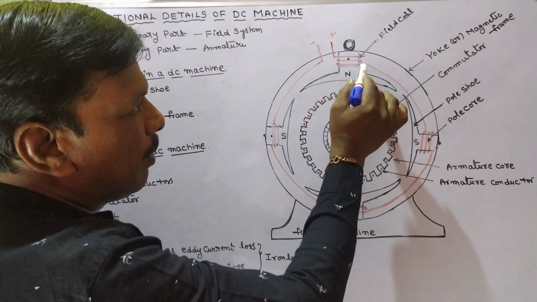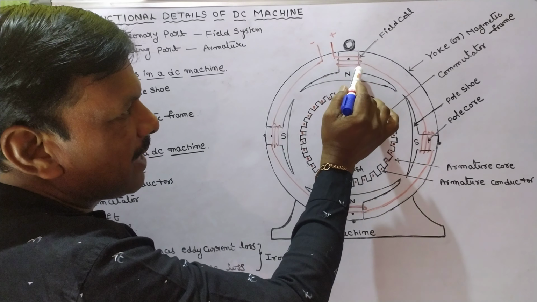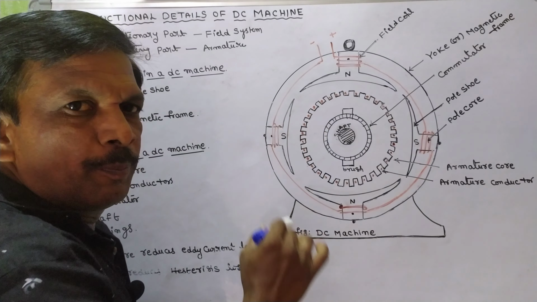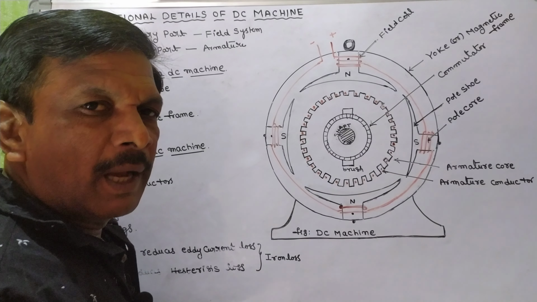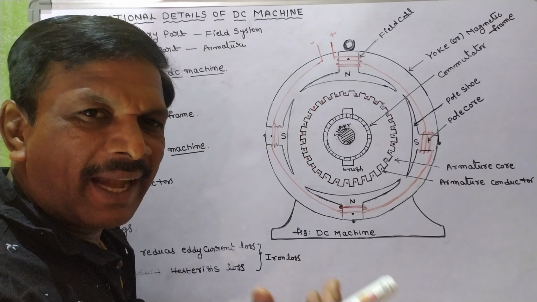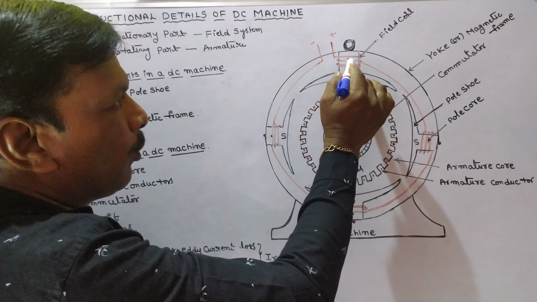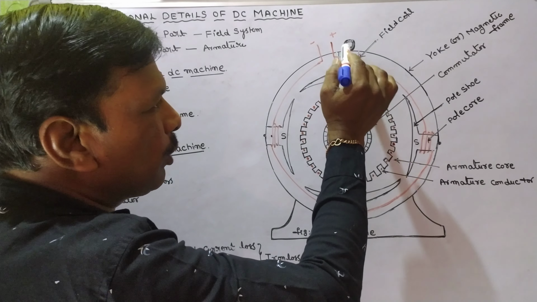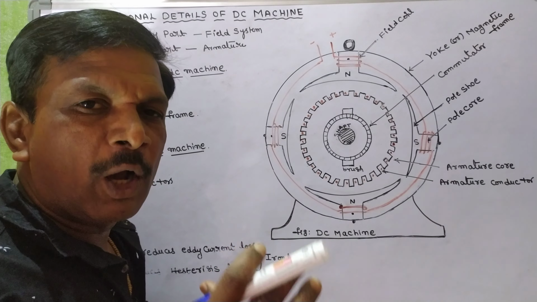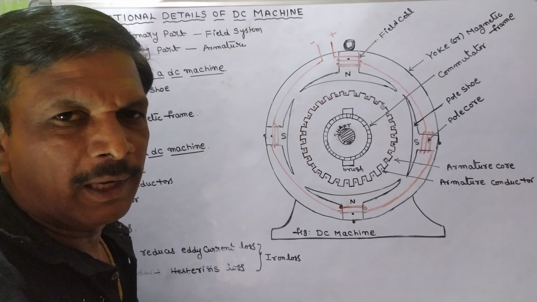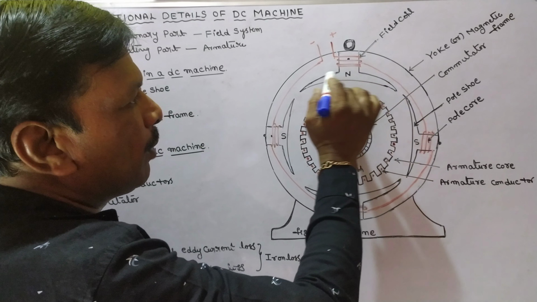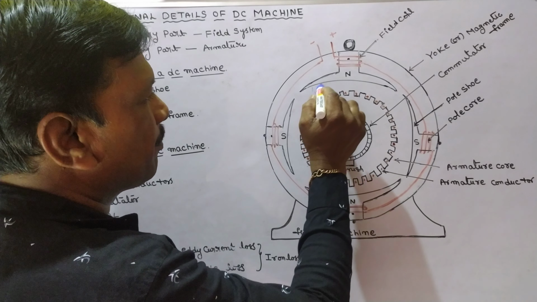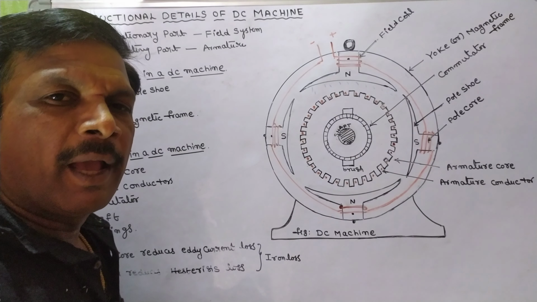So this is the pole core. In this diagram you see this is the pole core and this is the pole shoe. The pole core and pole shoe combinedly are known as a pole, a magnetic pole. So what is the purpose of pole core and pole shoe? Actually, the pole core is used to hold or support the field coil, and the purpose of the pole shoe is to spread out the magnetic flux into the air gap.